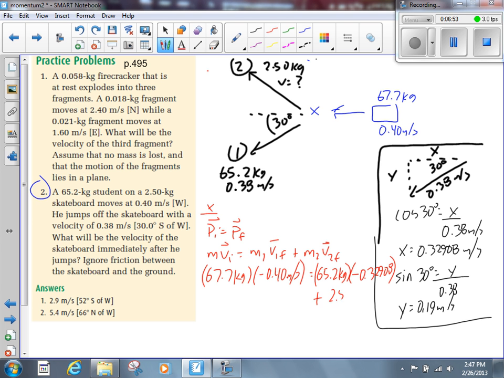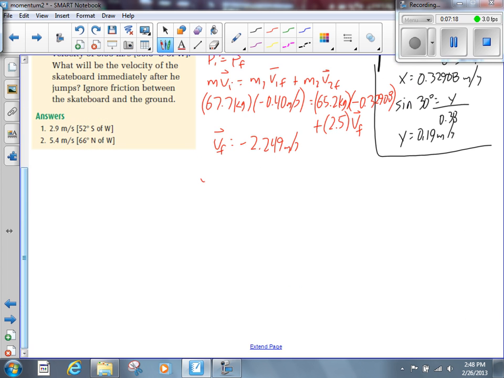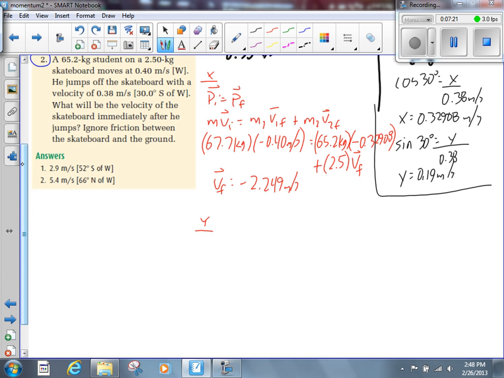M2 is 2.5 kilograms. And then we solve for VF. Anybody got a value of VF there? Negative 2.249 meters per second for the x component. Let's do the y component now. Once again, we're going to say PI is equal to PF. Initial momentum M VI equals the final momentum M1 V1F plus M2 V2F.